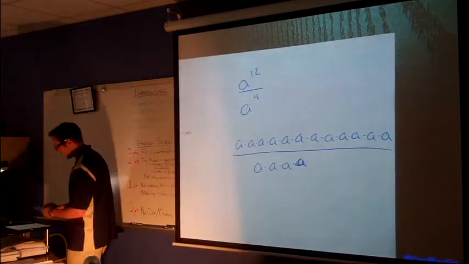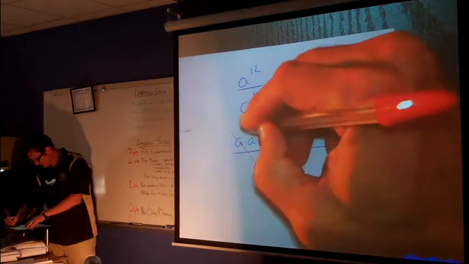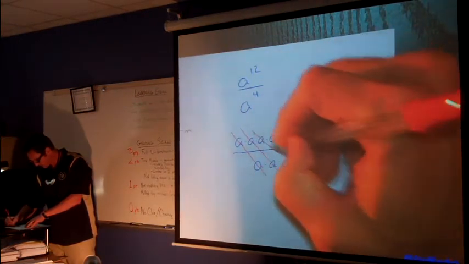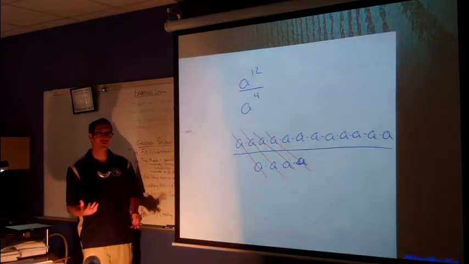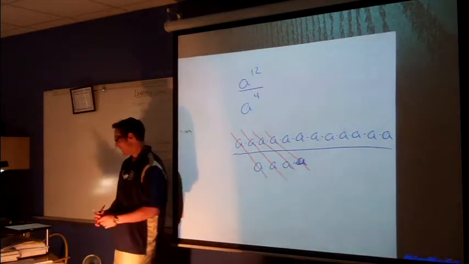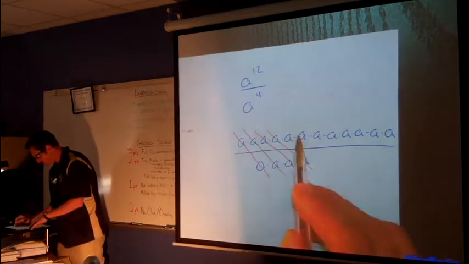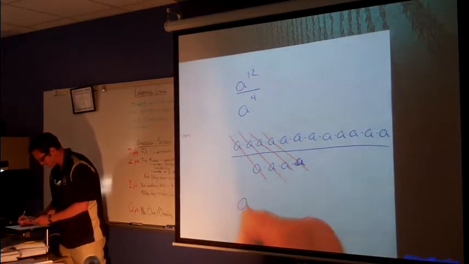So let's cancel what we can. What's the same on top is the same on the bottom. I can cancel 1 of them, I can cancel 2 of them, I can cancel 3 of them, and I can cancel 4 of them. So I've canceled 4 of them out. What is going to be left? Well, let's count what I have left. We have 1, 2, 3, 4, 5, 6, 7, 8. There's a to the 8th power that's left.